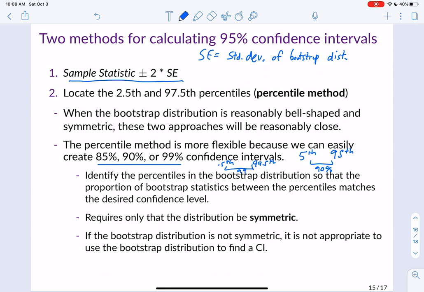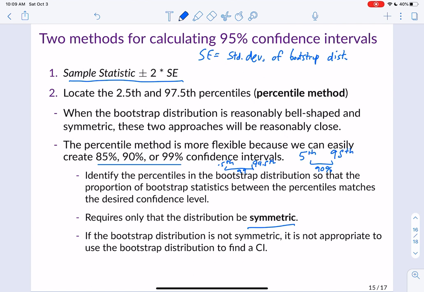So we learn about 95% confidence intervals, but sometimes you don't necessarily care to have a 95% confidence interval. You'd rather have another type of confidence interval. And so using this percentile method, you can just go in there and identify the percentiles that match that desired confidence interval. The only requirement for the percentile method is that your bootstrap distribution is symmetric. It doesn't need to be bell-shaped. And if the bootstrap distribution is not symmetric, it's not appropriate to use a bootstrap distribution to find a confidence interval. Hopefully this makes sense to you.